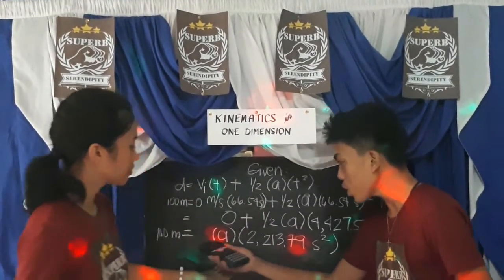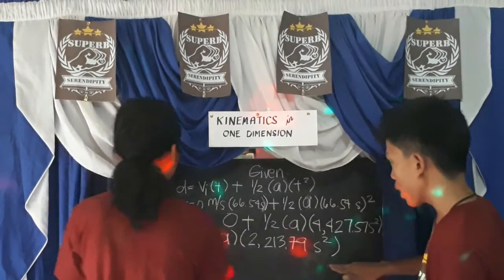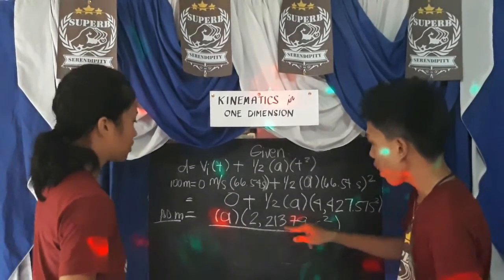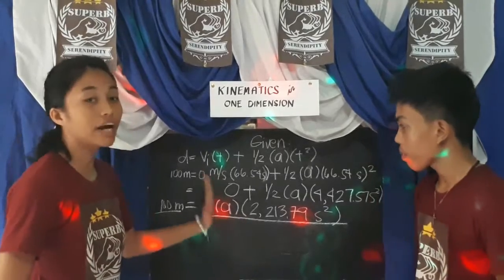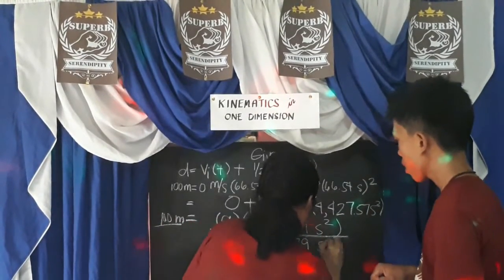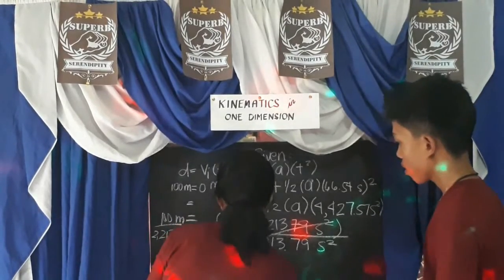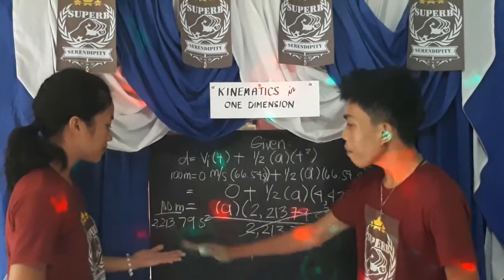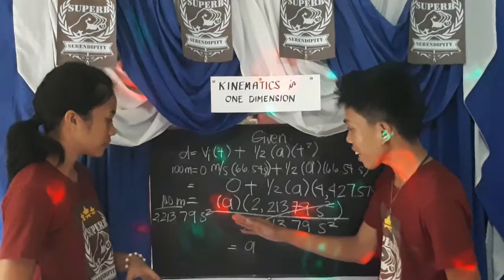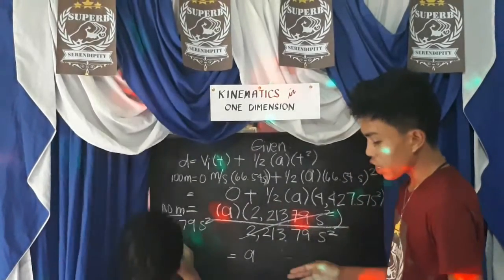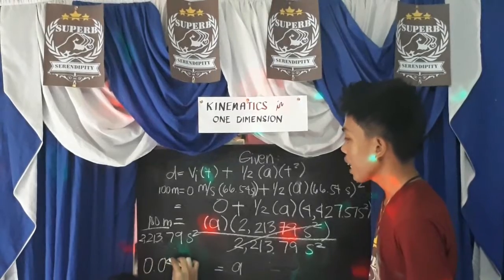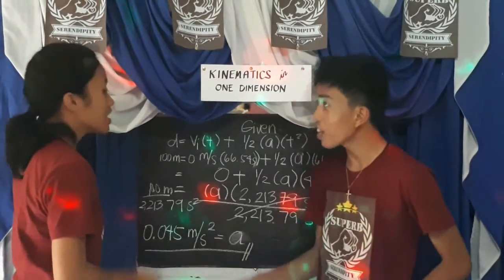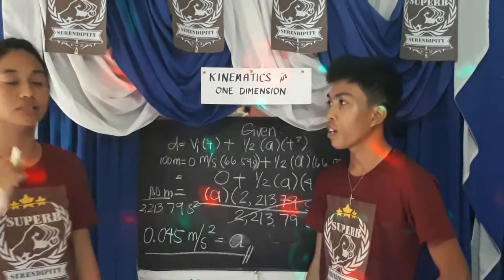Next, since we are going to find acceleration, we are going to divide both terms by 2,213.79 in order to cancel out and remain with our acceleration alone. How much would be our acceleration? 100 meters divided by 2,213.79 seconds squared would result in 0.045 meters per second squared. So, therefore, P1 has an acceleration of 0.045 meters per second squared.